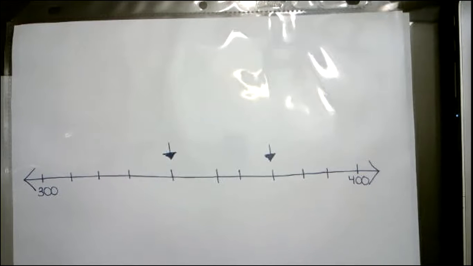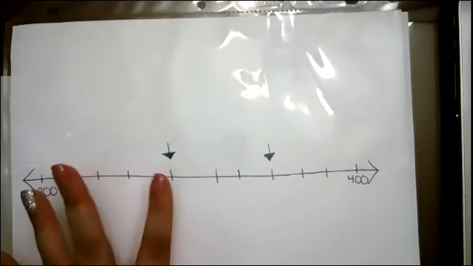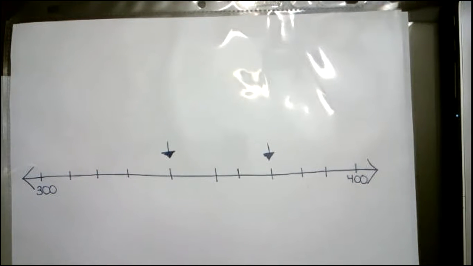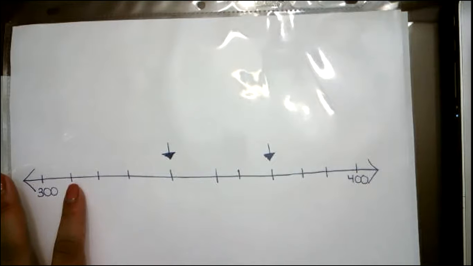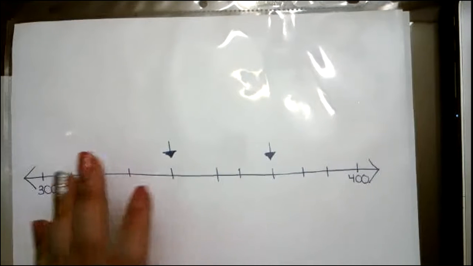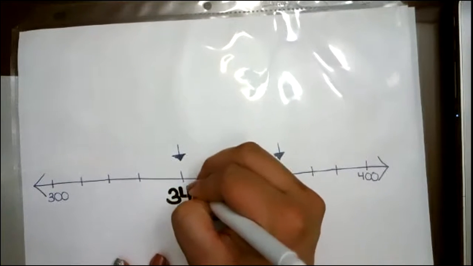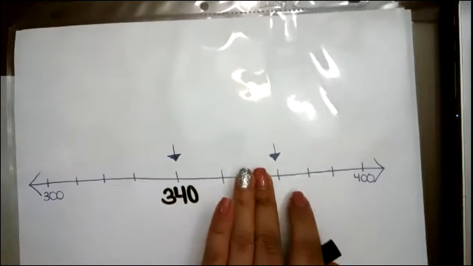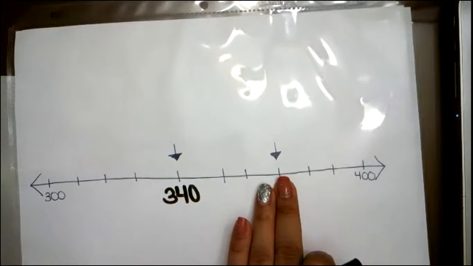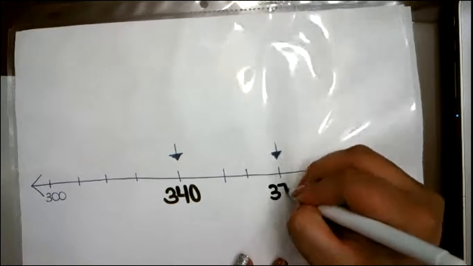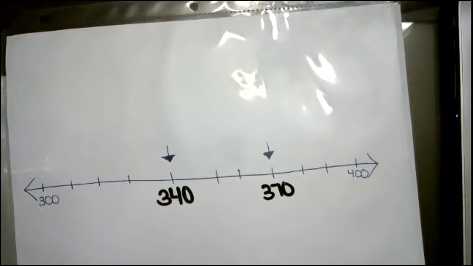All right, friends. So now we have a number line that goes from 300 to 400. We need to first label the numbers that these arrows are pointing to. What number is this on the number line? So we have 300, 310, 320, 330, 340, 350, 360, 370. So now we've labeled our numbers that we need to round to the nearest hundred.